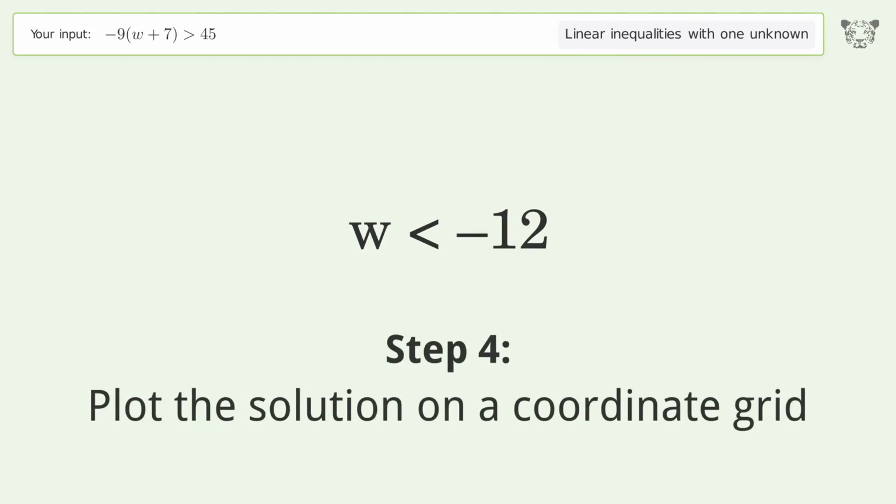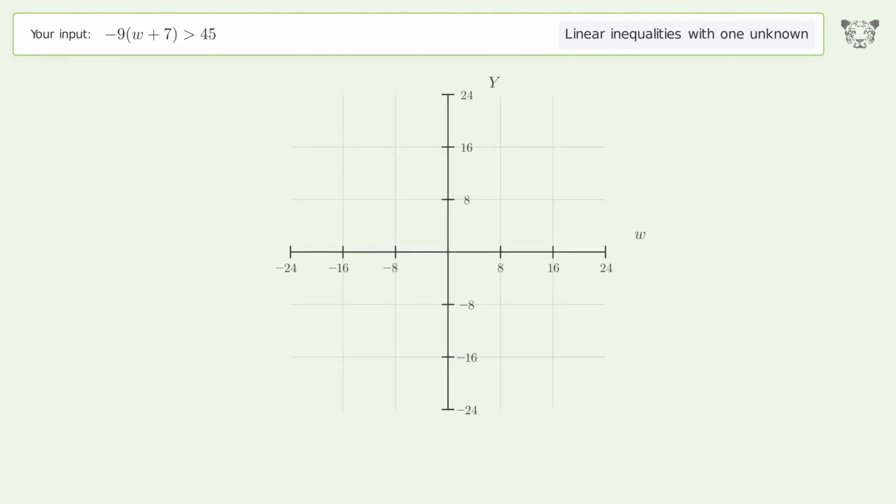Plot the solution on a coordinate grid. And so the final result is w smaller than -12.